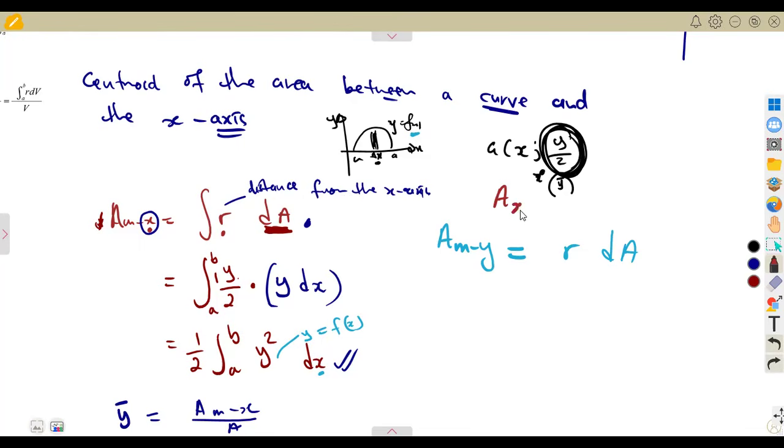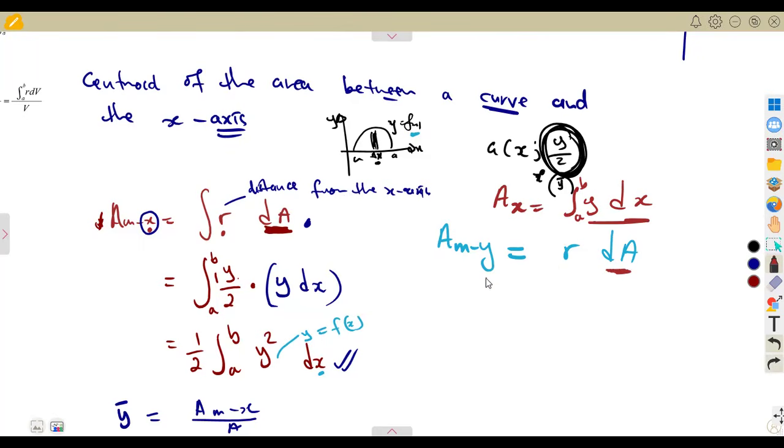So the area is still the area for x, which is the integral of y with respect to x with our limits a to b. So the dA that we are seeing there is the area expression. Still, the area expression, it hasn't changed. No, it hasn't changed. What is going to change here is this r.